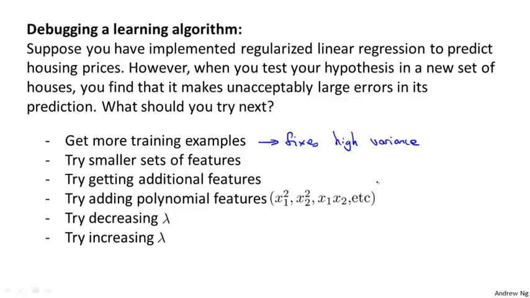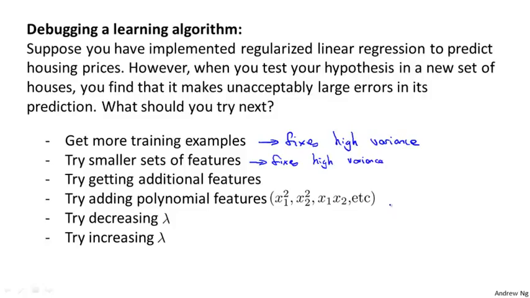How about trying a smaller set of features? Well, trying a smaller set of features, that's again something that fixes high variance. In other words, if you figure out by looking at learning curves or something else that you instead have a high bias problem, then for goodness sake, don't waste your time trying to carefully select out a smaller set of features to use, because if you have a high bias problem, using fewer features is not going to help. Whereas in contrast, if you look at the learning curves or something else and figure out that you have a high variance problem, then indeed, trying to select out a smaller set of features might be a very good use of your time.